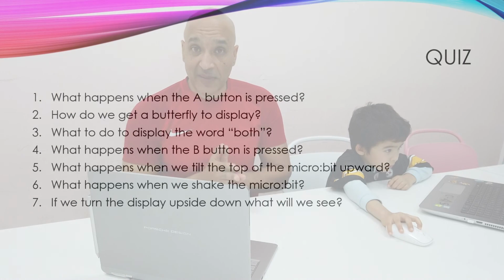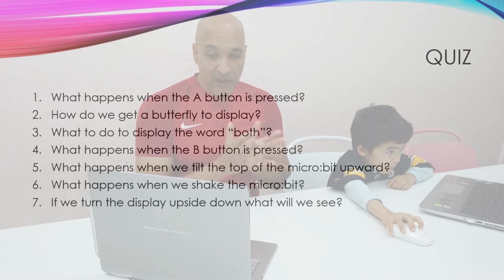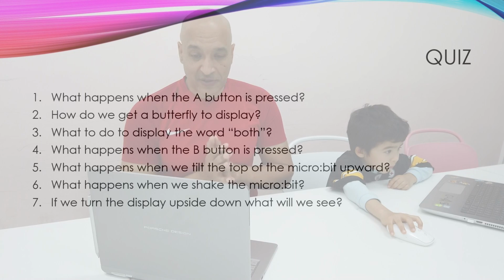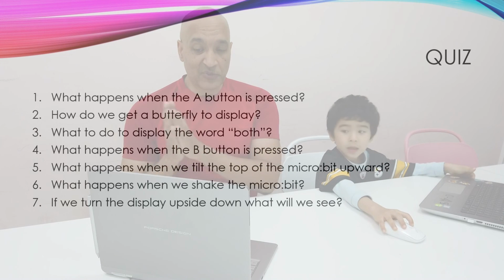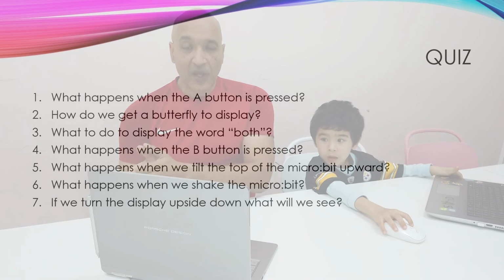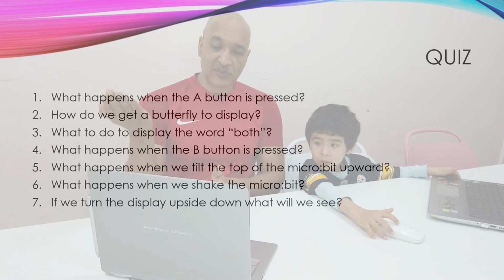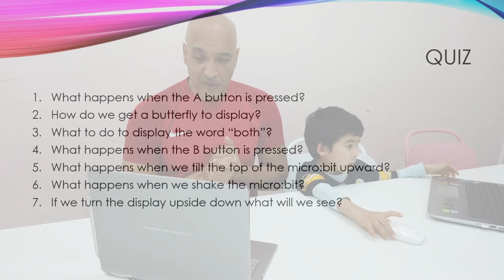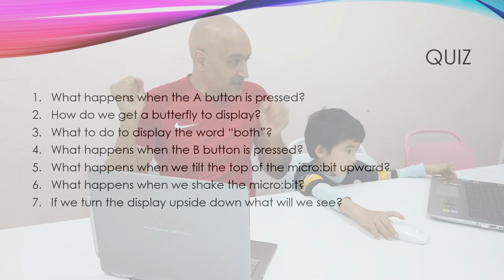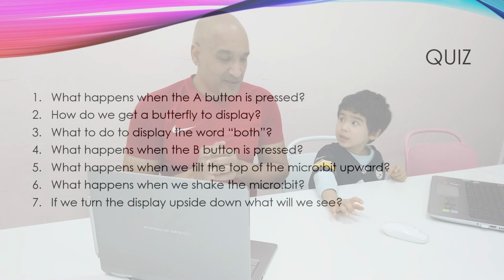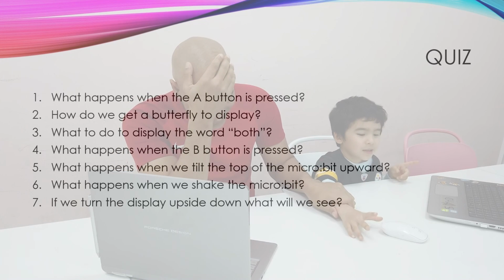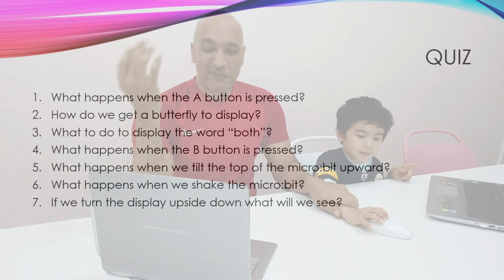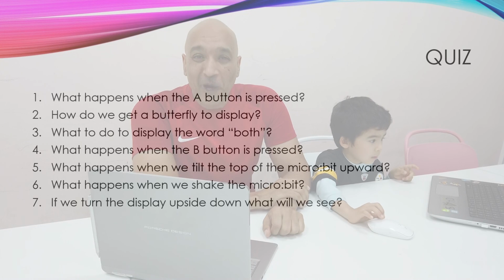What happens when the A button is pressed? How do we get a butterfly to display? What to do to display the word both? What happens when the B button is pressed? What happens when we tilt the top of the MicroBit upward? What happens when we shake the MicroBit? Eat this one. And if we turn the display upside down, what will we see?